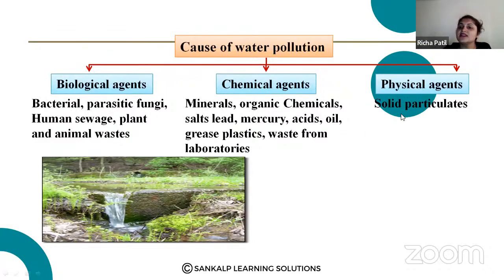Then physical agents are nothing but the solid particulates. So these three agents cause the water pollution. These are the agents which are causing the water pollution. They are classified into biological, chemical and physical.